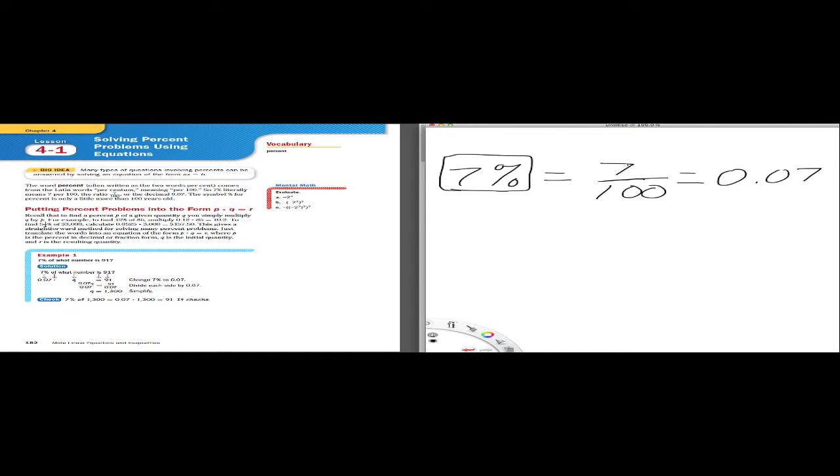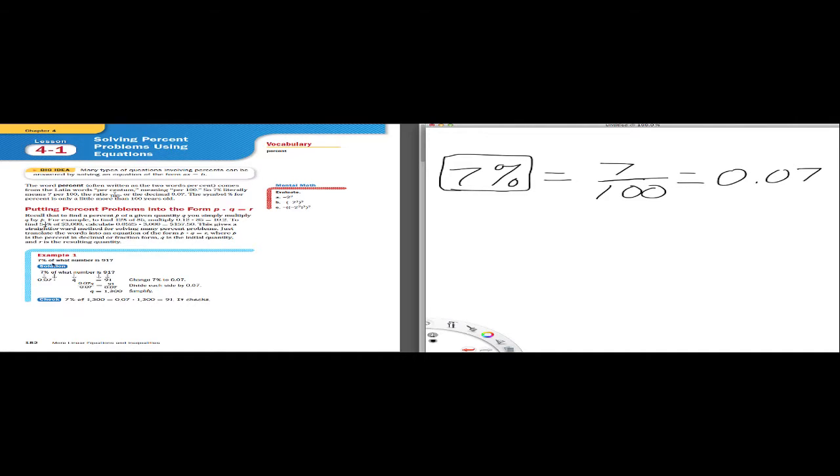7% is not a useful algebraic form. We need to convert it either into a fraction or into a decimal if we're going to use it in an algebra equation. Otherwise, we run into some kind of odd things that could happen when we use a percentage like that. So taking a look here at the lesson, we've got how to solve these kind of problems.